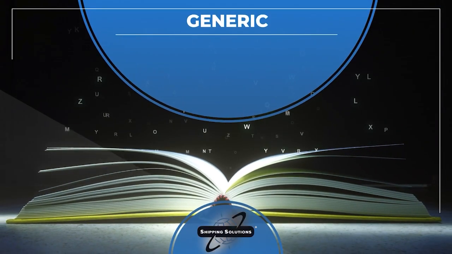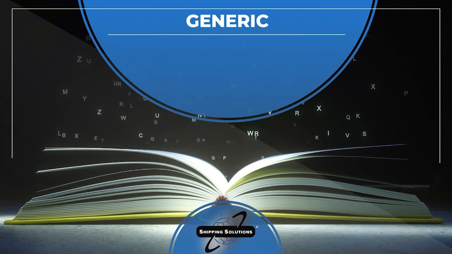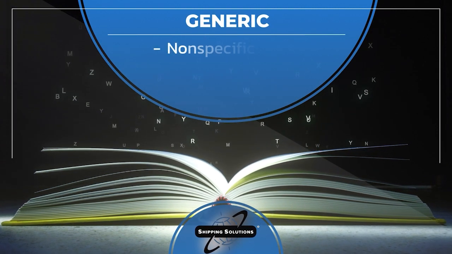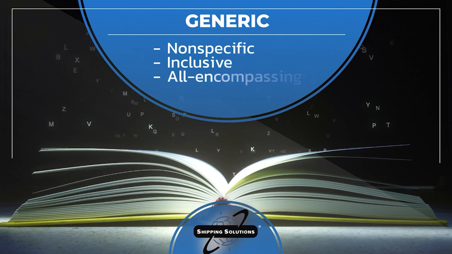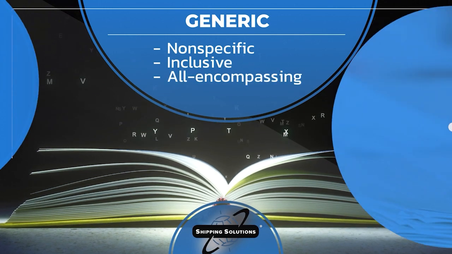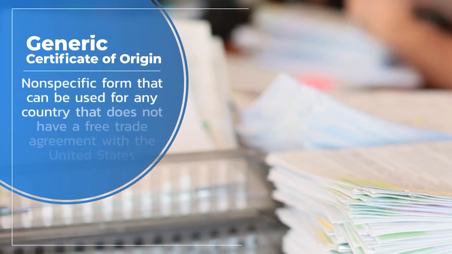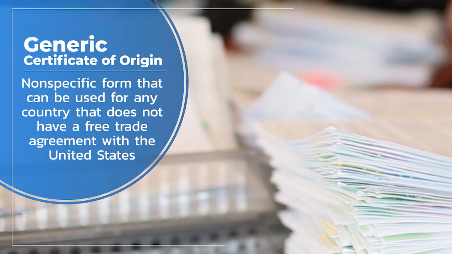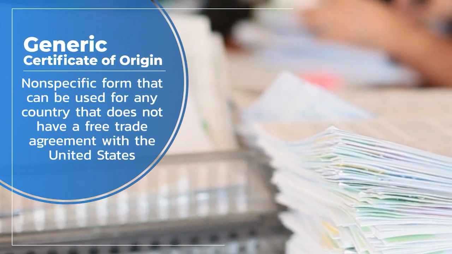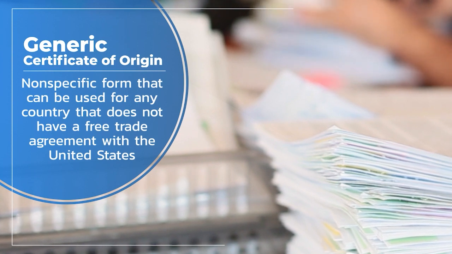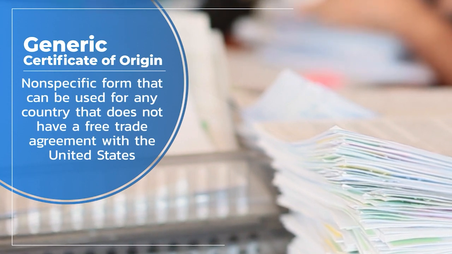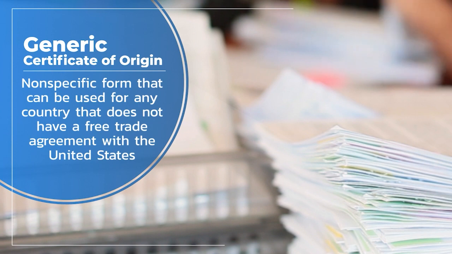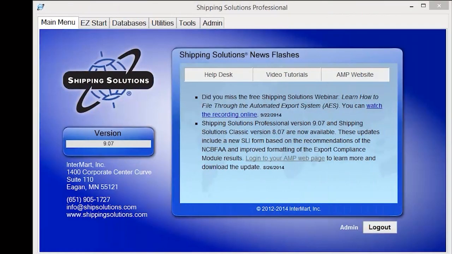The word generic doesn't just refer to the cheap stuff at the grocery store. It also means non-specific, inclusive, and all-encompassing. And so the generic certificate of origin is a non-specific form that can be used for any country that does not have a free trade agreement with the United States. And unlike some of the free trade agreement certificates of origin, the generic certificate of origin is quite simple to fill out using Shipping Solutions software.